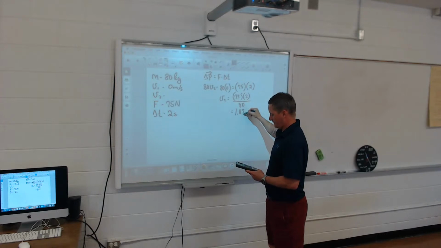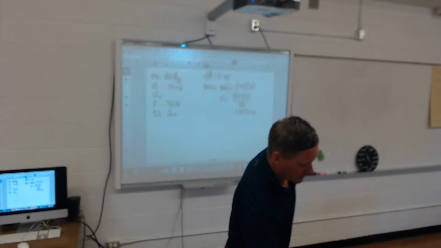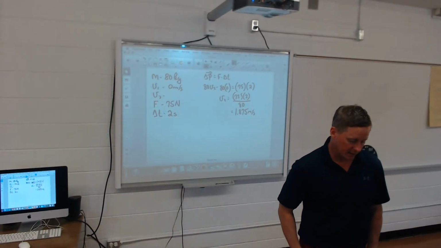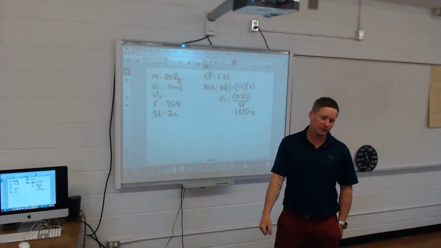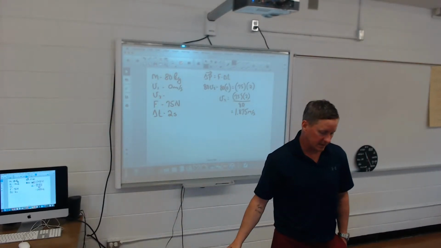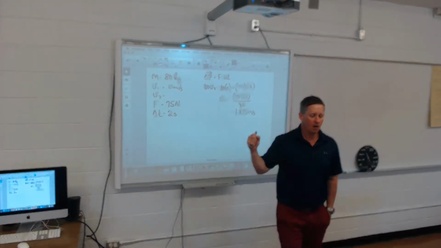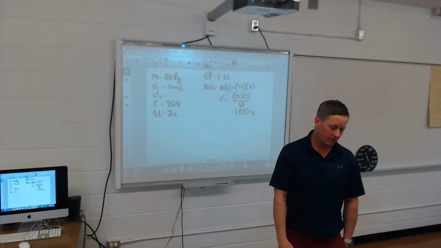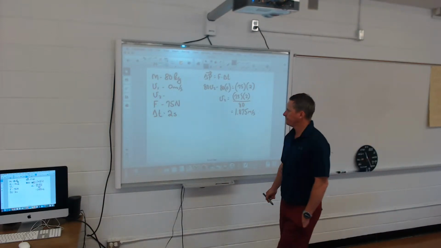So our speed, based on our change in momentum, is 1.875 meters per second. Because it's a velocity, we should add direction to it, so it would be in the direction of whatever the force is. It says that if you're pushing on the wagon, it's in the direction of the motion. Okay? We're all right?